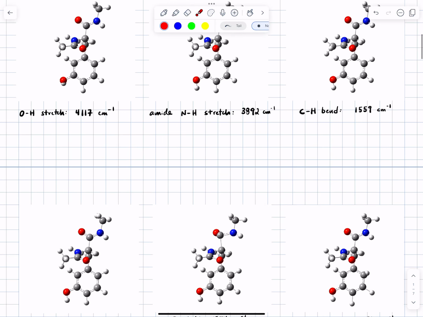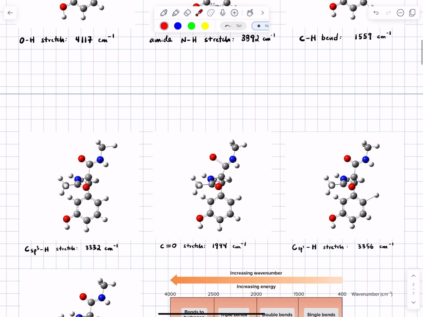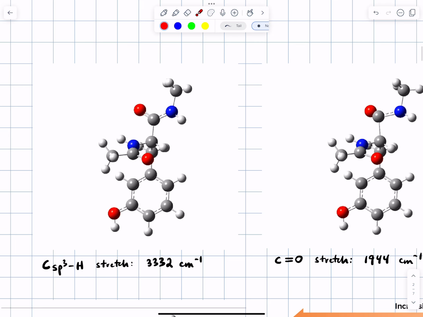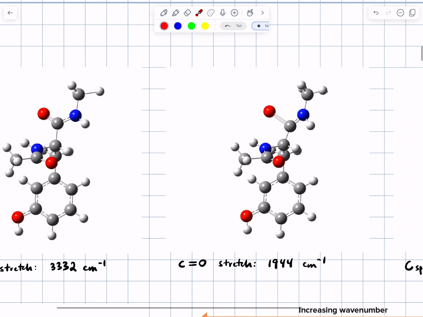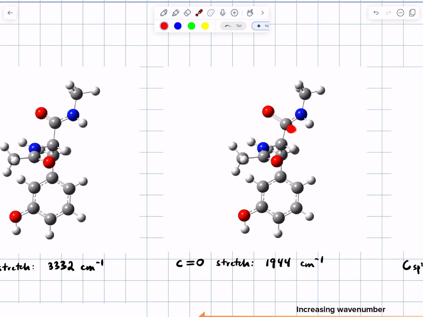These are not things to memorize, but these are just examples. In contrast, what you've got here is a stretch of an sp3 hybridized carbon-hydrogen bond, and its wave number is around 3,000. Here's a double bond stretching. This is a carbonyl, and it's around 1,900 wave number.